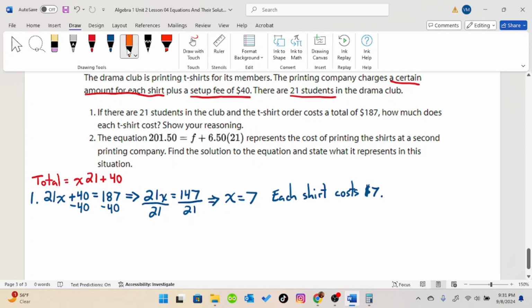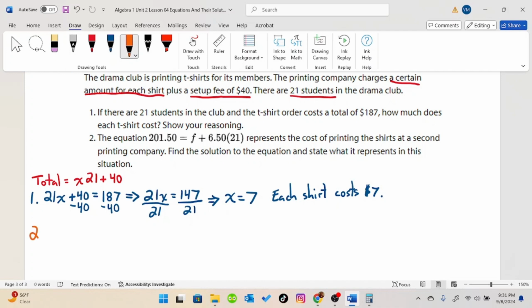Number 2, the equation 201.50 equals F plus 6.50 times 21 represents the cost of printing the shirts at a second printing company. Find the solution to the equation and state what it represents in this situation.